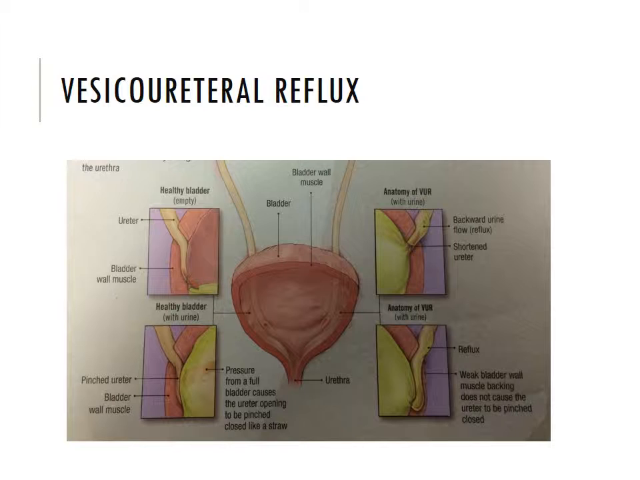When you look at this picture, you can see how when the bladder fills, the ureters are supposed to be pinched off. With reflux, they do not. It usually presents as a frequent UTI, diagnosed by renal ultrasound and VCUG, and can lead to renal scarring, hypertension, or chronic renal failure. The goal of treatment is to prevent the UTIs and renal scarring.